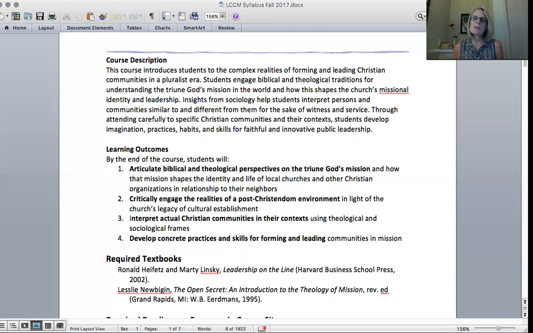Third, we want you to interpret actual communities in their context. So you will each be asked to identify a congregation or a Christian community that you're going to walk alongside and think about in light of the assignments in this course.